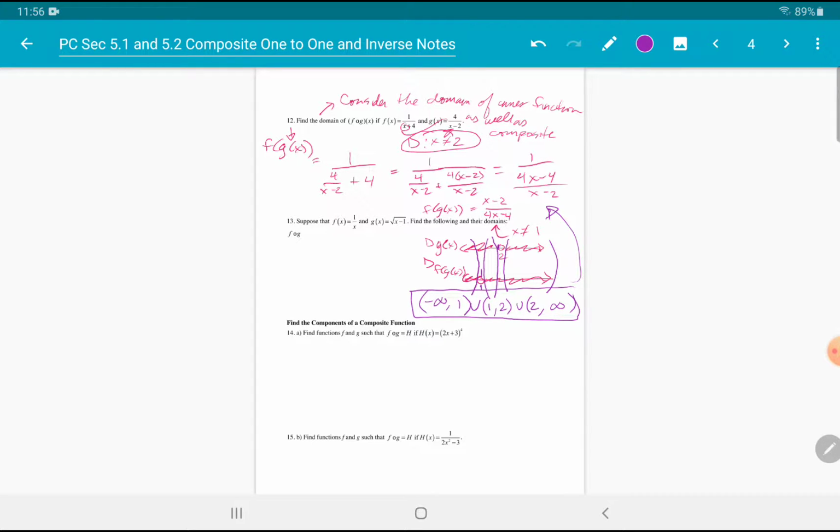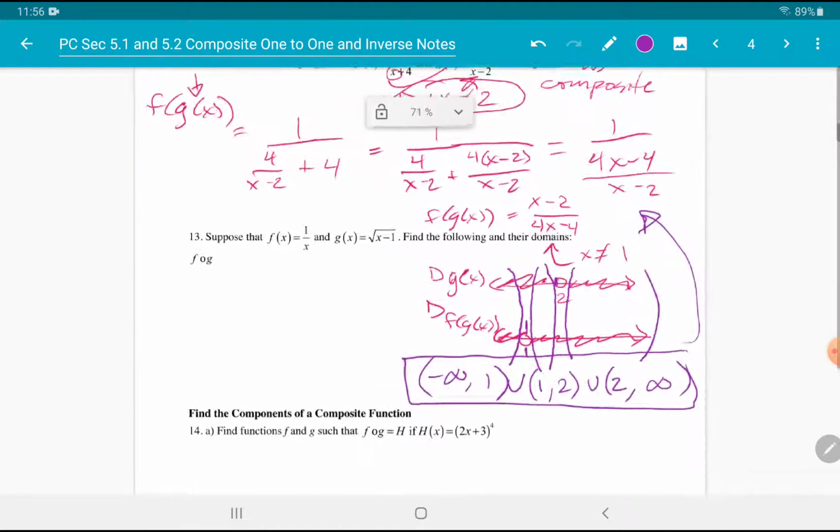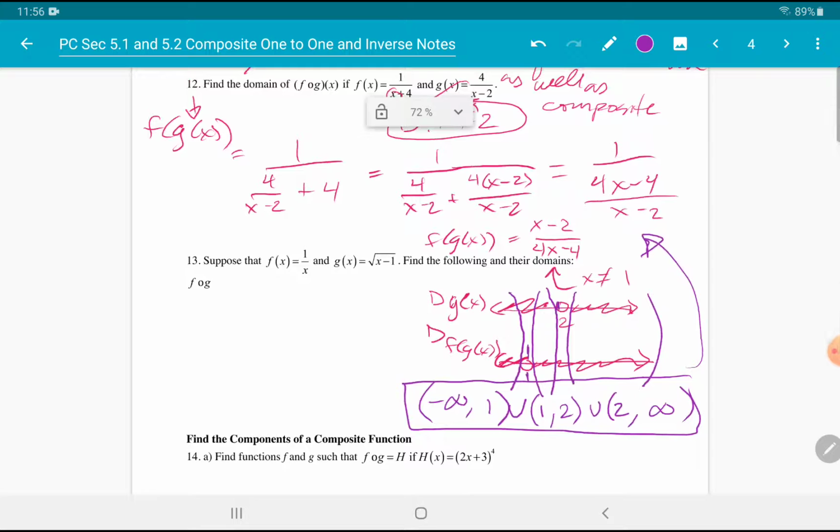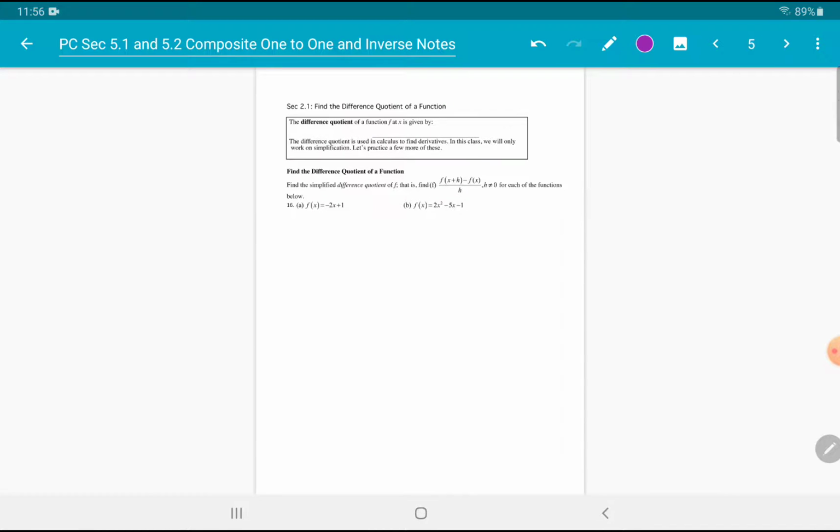And I apologize for not having a whole lot of room here. In retrospect, I should have zoomed in and I could have written smaller. Sorry about that. But when you do number 13, I hope you have room for that one. All right, let's go on.